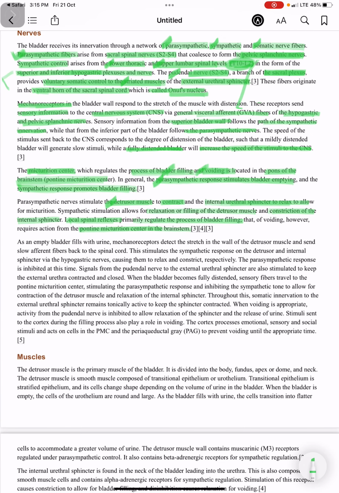Mechanoreceptors will be there, and from these mechanoreceptors the general visceral afferent fibers of both the hypogastric and pelvic splanchnic nerves convey the sensory information, from the superior bladder wall by sympathetic innervation and from the inferior part by parasympathetic nerves.